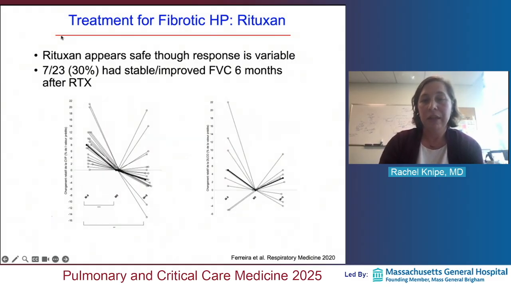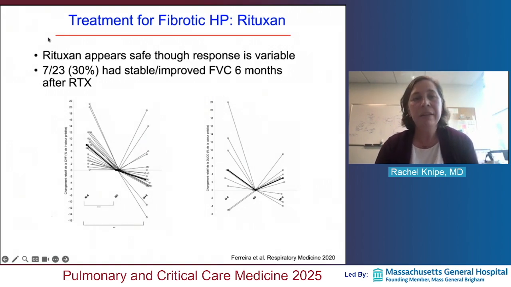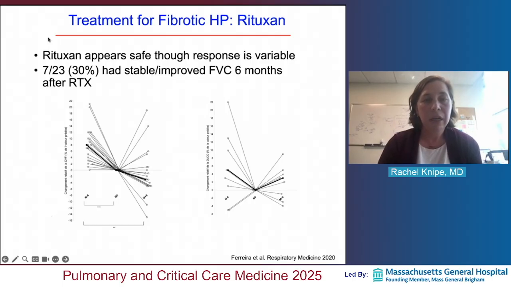This was a French study that was published in 2020 that showed that all the patients got rituximab, and they had a variety of responses after. They reported about a 30% response rate to rituximab. About 30% of the patients, 7 of the 23 patients they studied, had either stable or improved FVC 6 months after rituximab therapy. So some suggestion here that rituximab is an option in these patients.